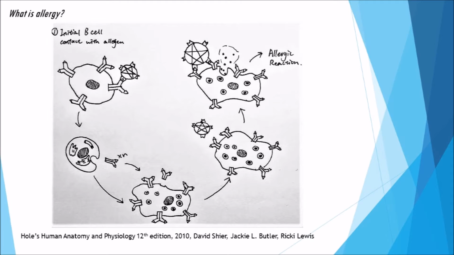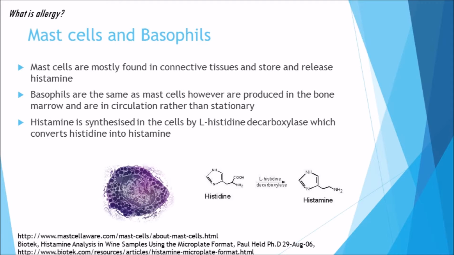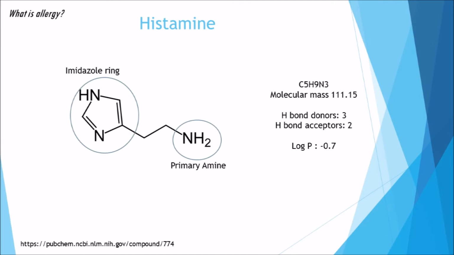the bloodstream and lymph. Mast cells are mostly found in connective tissues and are responsible for storing, synthesizing and releasing chemical messengers to the local tissues. Basophils are the same as mast cells, however they are produced in bone marrow and are in circulation rather than being stationary in a certain tissue. Histamine is synthesized in the cells by L-histidine decarboxylase, which converts histidine into histamine. This is the molecule in question.